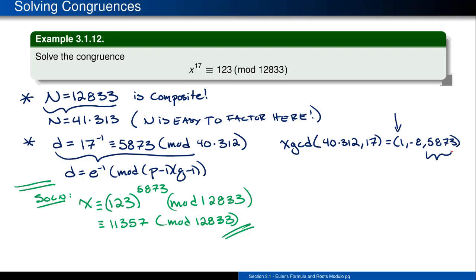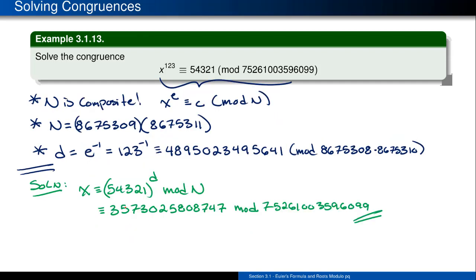And if I compute 123 raised to that massive exponent, do this power mod operation, it kicks out my answer of 11357. You can see that things become a little bit more complicated as my n becomes larger. In this case, my n is quite a bit larger. I still have a composite n. And in this case, I actually know how it factors.